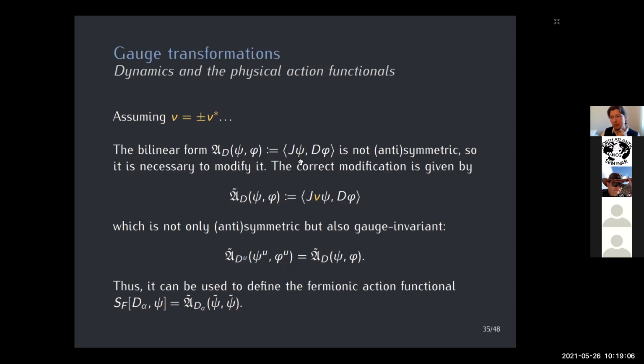But the issue is that now it's not symmetric or anti-symmetric anymore, because normally if you want to show that this is symmetric or anti-symmetric, you rely on the fact that D commutes with J. Not true anymore, because the twist is involved. So we need to tweak this bracket. The correct modification is to include the twist here, or on the other side of J. In fact, both choices work. And not only does this give it the right symmetry properties, but it also ensures that the bracket is gauge invariant, which is super important. So once it's symmetric or anti-symmetric and gauge invariant, we can use it to define the fermionic action functional.